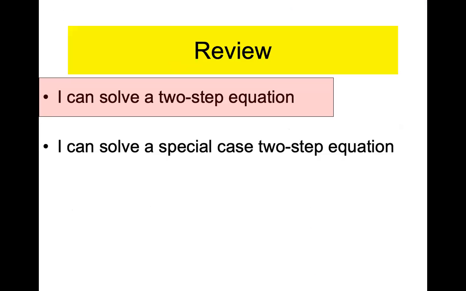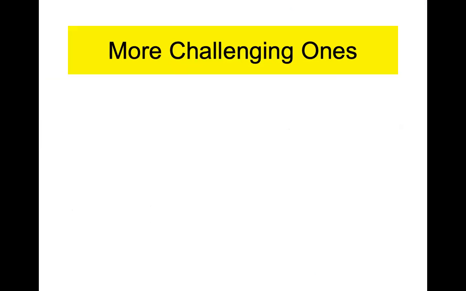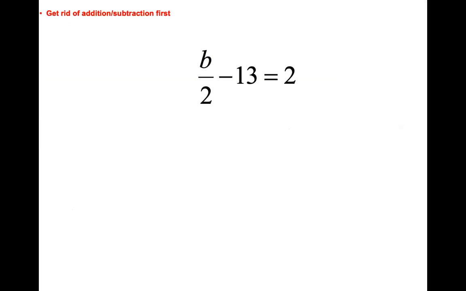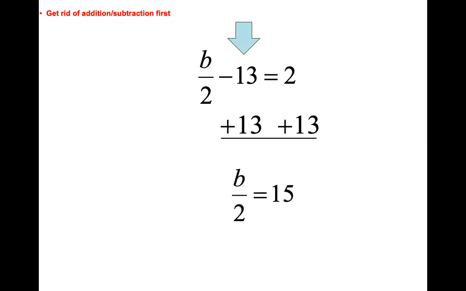All right. I made a statement that there are some times when you might not want to get rid of addition and subtraction first. So we're going to look at some special case ones. Here's your first 2-step special case one. Special case because it combines whole numbers and fractions. My recommendation is still always to get rid of addition, subtraction first. So what am I going to do first? Add 13. So that's pretty easy. Add 13 to both sides.